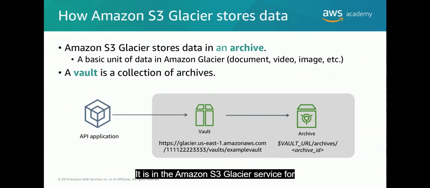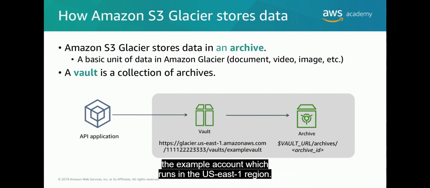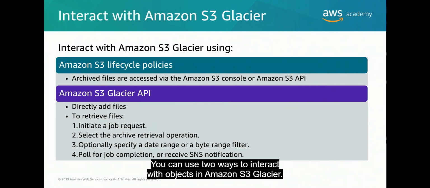It is in the Amazon S3 Glacier service for the example account, which runs in the US East 1 region. You can use two ways to interact with objects in Amazon S3 Glacier. First, you can use an Amazon S3 lifecycle policy. Secondly, you can use the S3 Glacier API via custom code.